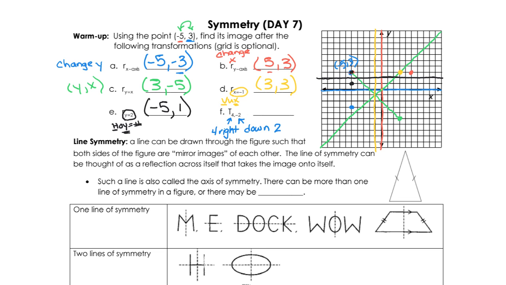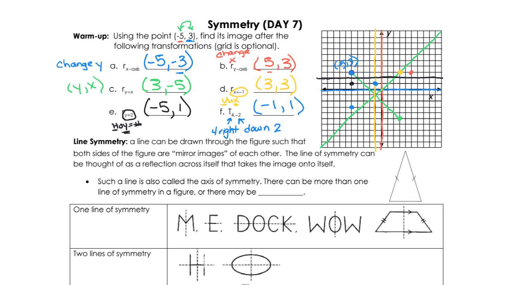So if I move it 4 to the right, 1, 2, 3, 4, and down 2, I would end up right here. And the coordinates of that point would be -1, +1. And there, our warm-up is done.